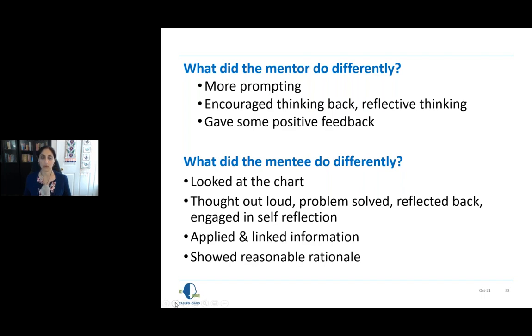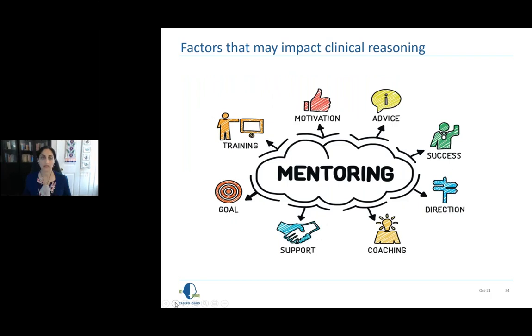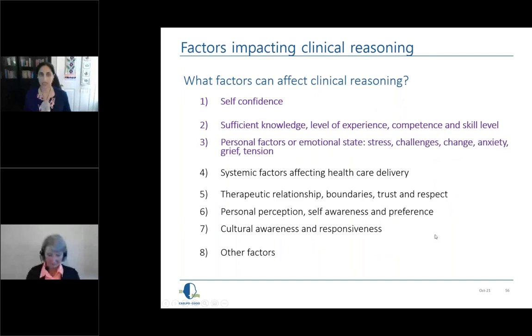So we're going to end off here with talking about factors that may impact clinical reasoning. And we've listed 7. And in mentorship, what we've noticed is that the first 3 are often what we're talking to mentors and mentees about most often.